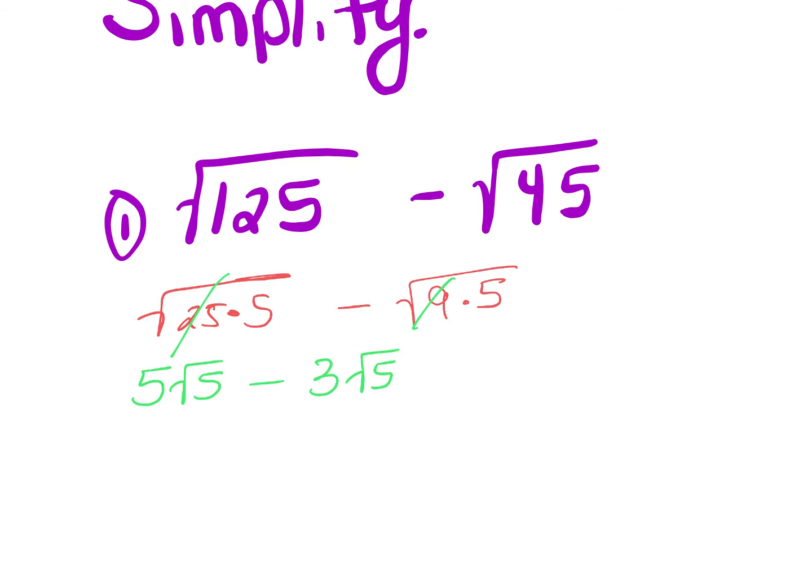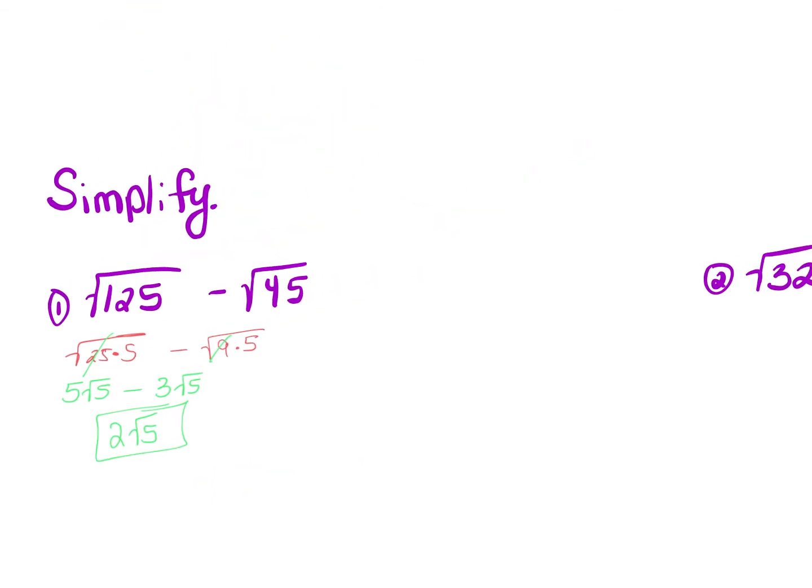Now what do you guys notice? They're the same. They're like terms. I have the same radical. 5 radical 5 minus 3 radical 5. What's 5 minus 3? 2. So my answer would be 2 square root of 5. And that would be my answer. That's how you guys would show me your work tomorrow. All right? Questions?